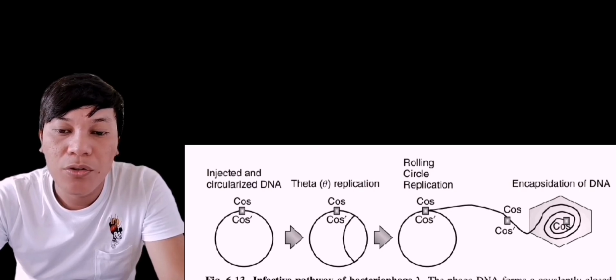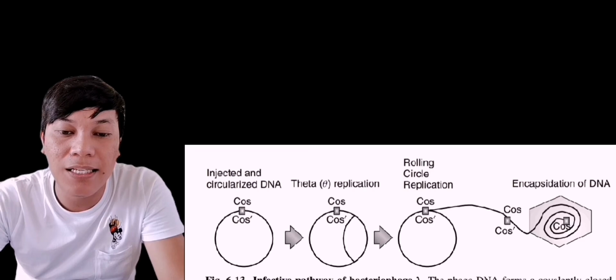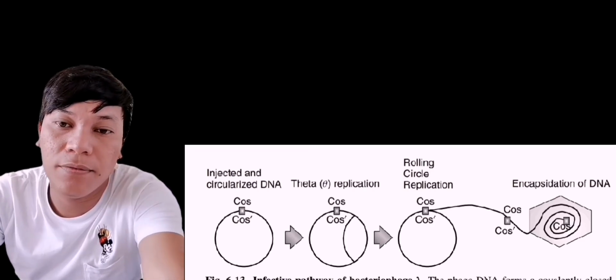So the switch to the rolling circle mode of replication is dependent on the product of the gam gene, which inhibits the host RecBCD nuclease, and the multimeric DNA is the substrate for encapsidation.